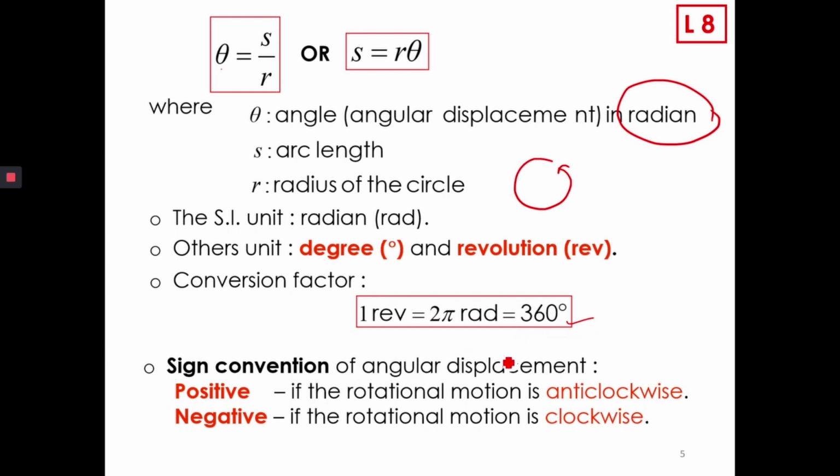Sign convention of angular displacement. When the object rotates anti-clockwise, theta is positive. But when it rotates clockwise, theta is negative.